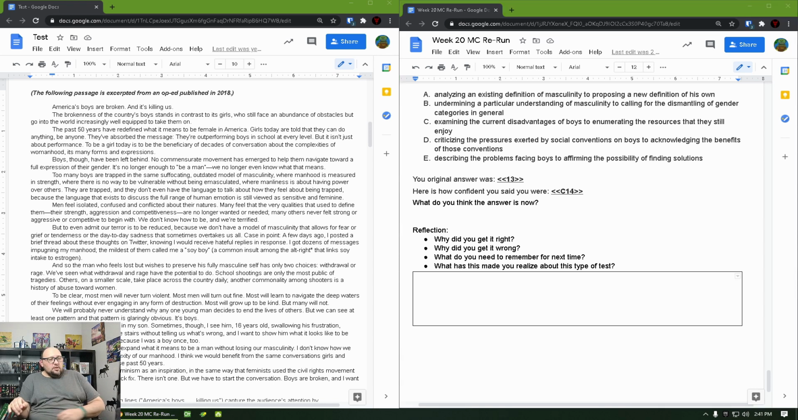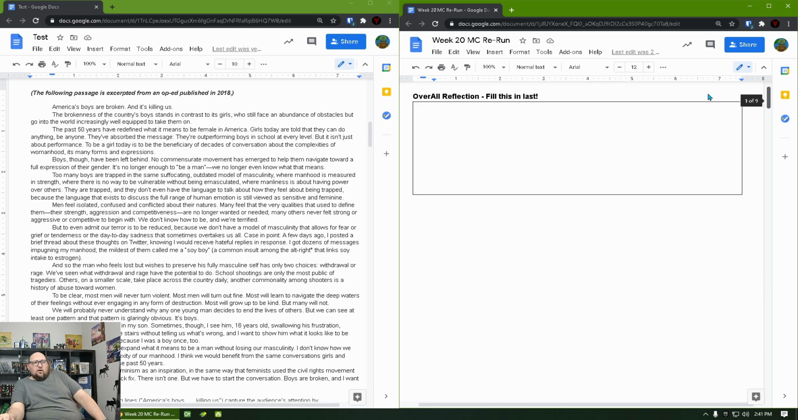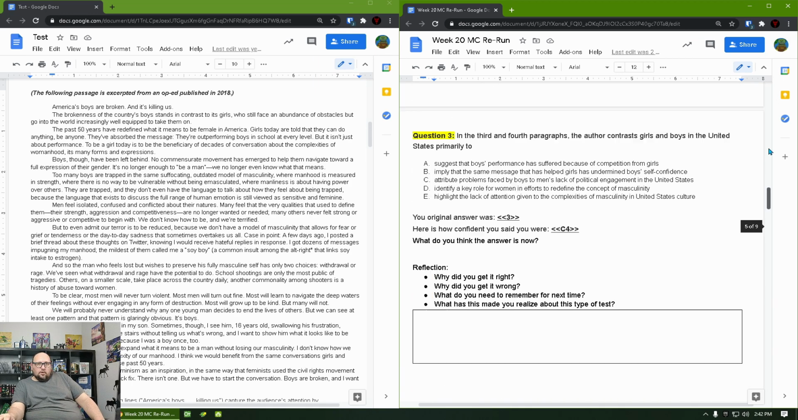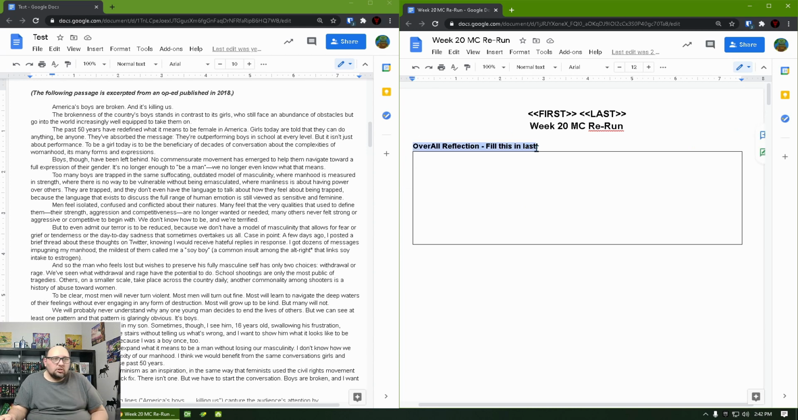So one more thing you need to take care of. Once you finish this reflection box, please be looking at my screen for a second. You're going to want to scroll all the way up to the very beginning of the document, all the way to the top. And here it says, overall reflection, fill this in last. That's what you want to fill in now. What I want you to put in this box is I want you to think about everything I've said this class period, everything you've thought about this class period, and put down what are the things that are most important for you to remember so that you do well next time we have a multiple choice quiz? What are the things that are most important?